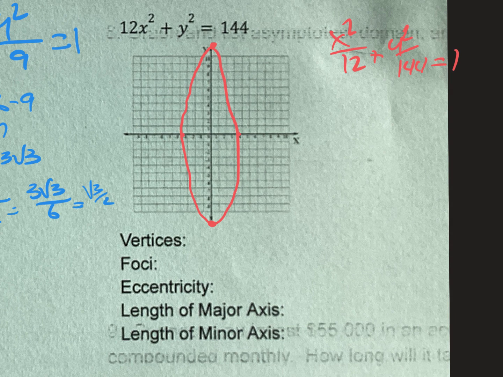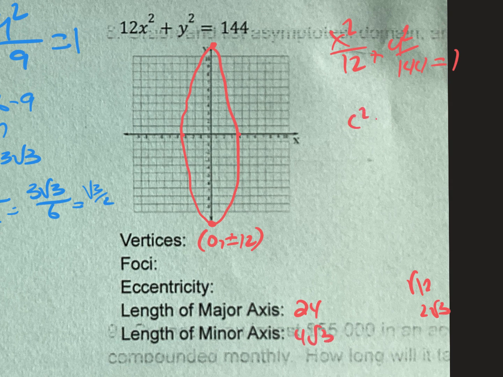So my vertices are on the major axis. The ends of my major axis are at 0, plus or minus 12. My major axis, I went up 12 and down 12, so that's 24. The minor axis, I went right square root of 12. By the way, the square root of 12 is really 2 root 3. So I went right 2 root 3 and left 2 root 3. So altogether the minor axis is 4 root 3.